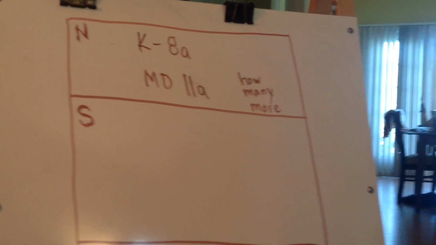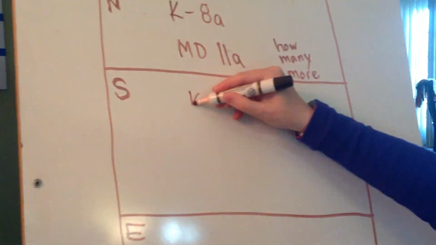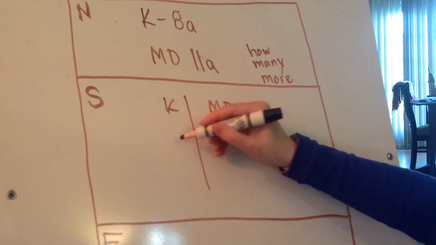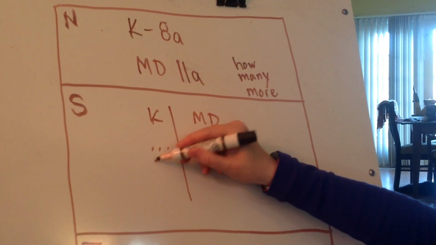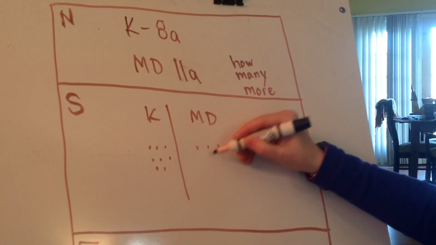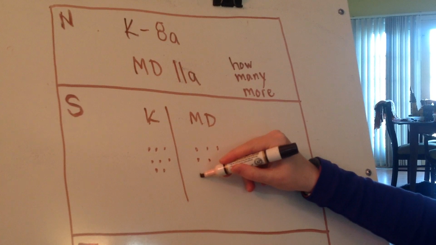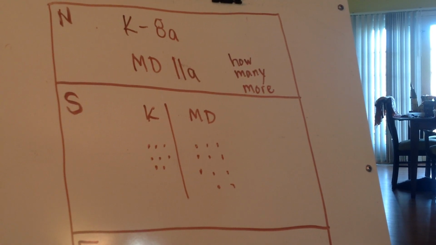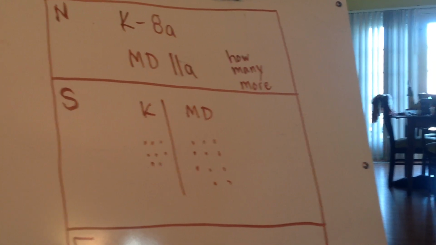We do not have to draw apples, okay, because we might be here forever drawing apples. I'm just going to draw dots. I'm going to draw Kaylin's on this side, and I'm going to draw Miss Drass's on this side. So here are Kaylin's 8 apples, and here are Miss Drass's 11 apples. When we compare, we get rid of what is the same to see what is different, or in this problem, what is more.